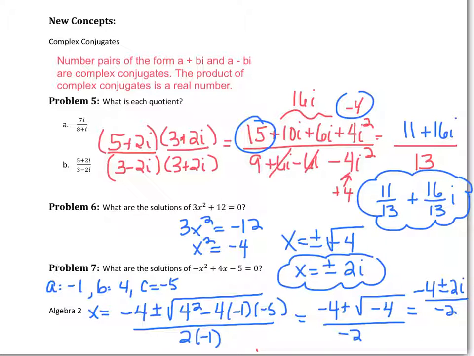So negative 4 divided by negative 2, I get a positive 2. And then if you divide i by negative 1, you're going to get a negative i. It ends up being 2 plus i and 2 minus i. Right? Those are your 2 solutions.